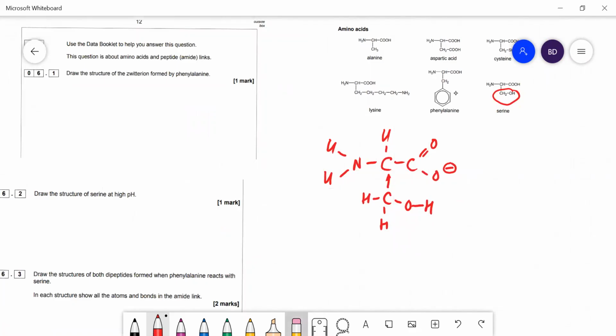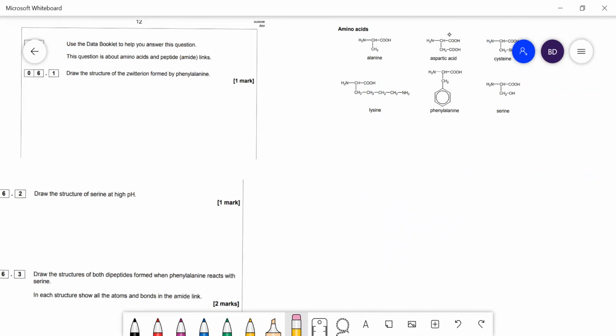Right, so I'm going to get this data sheet a bit further down.